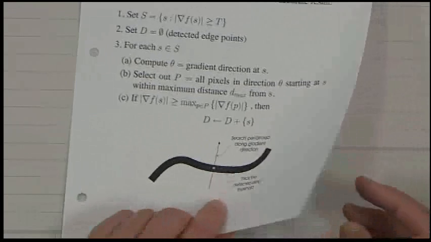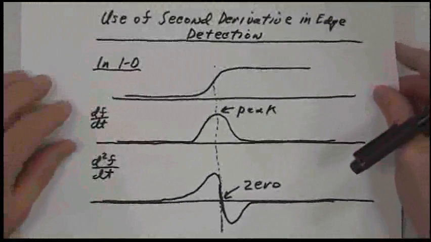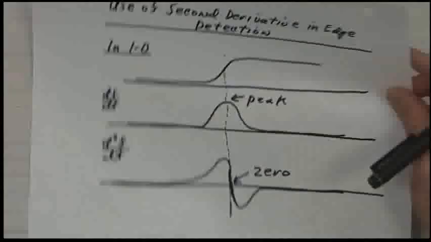But a very commonly used technique, which we discussed earlier, is to look for the zero of the second derivative. Excuse me? Oh, you have a question?